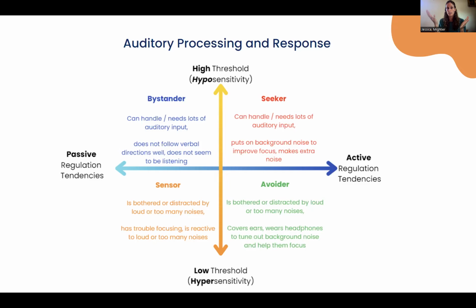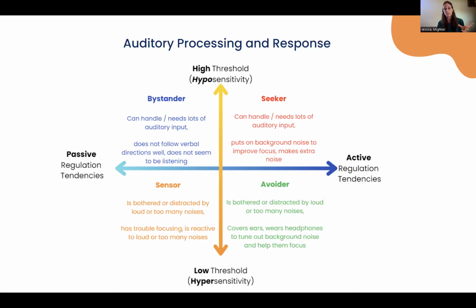Versus our seeker, who again has that high threshold, high need, can tolerate a lot. And they're putting on the extra noise. They have the background noise on to help improve their focus. They're making extra noise. This might be the person in your office who is playing music loudly in a public space. They need the extra stimulation in order to get their needs met.